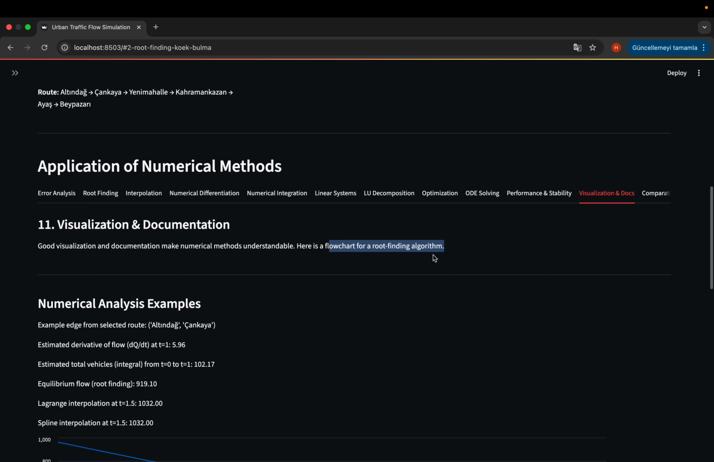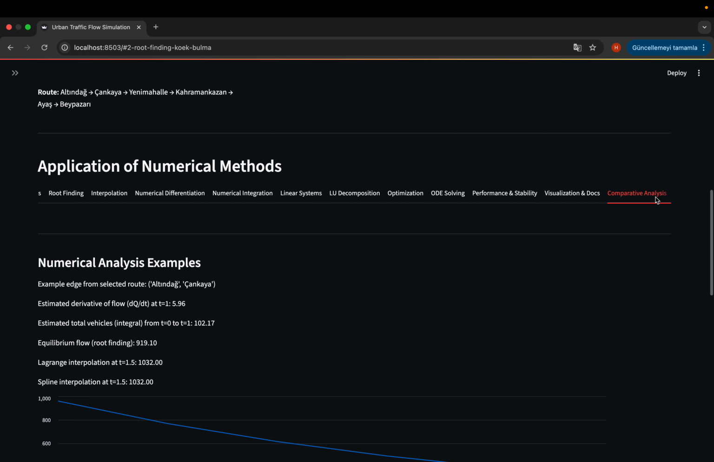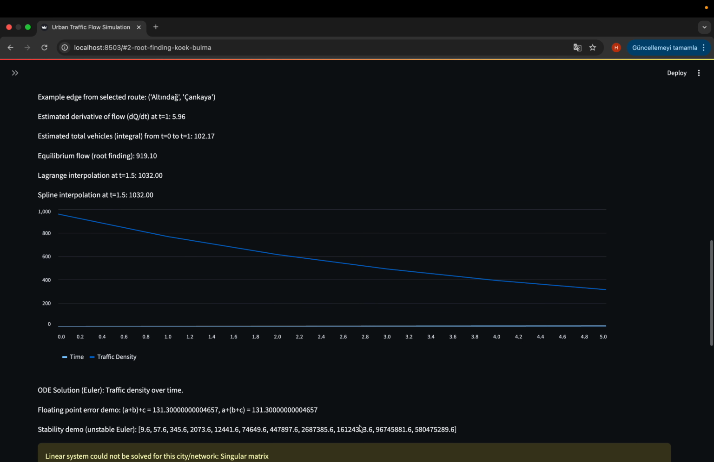Here's a flow chart for the route finding algorithm. And lastly, we compared all numerical methods side by side. Each method was evaluated for accuracy, speed, stability, and suitability for traffic modeling. We compiled a table mapping methods to their use cases, strengths, and trade-offs. This analysis is what transforms the project from a tool into a framework ready to be adopted, improved, and extended.